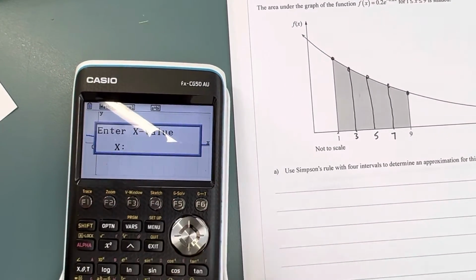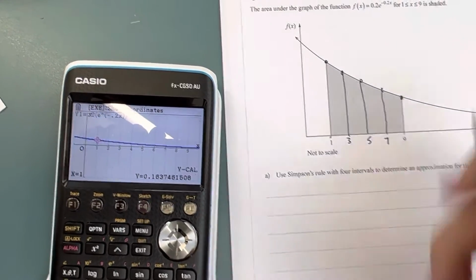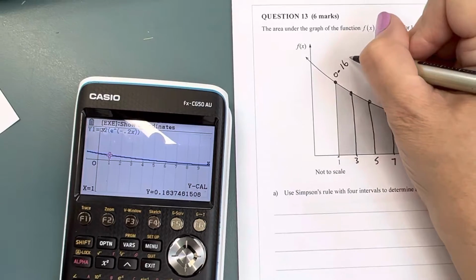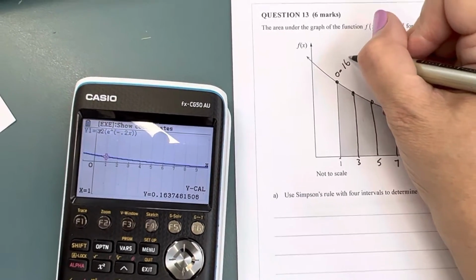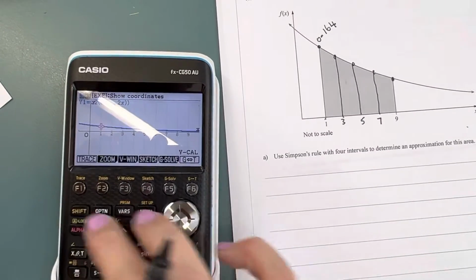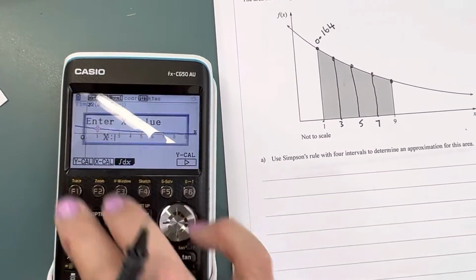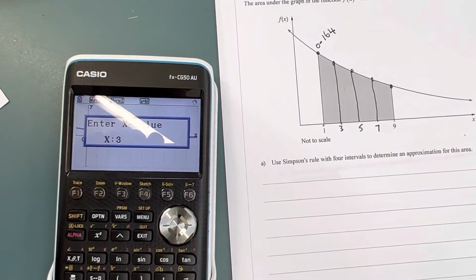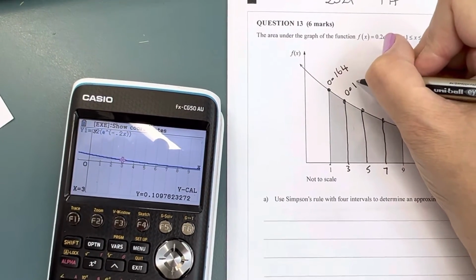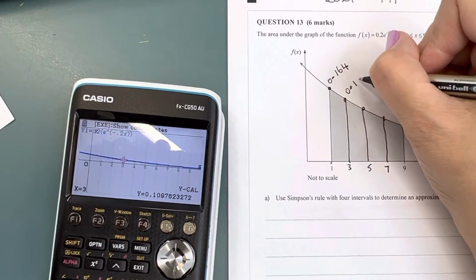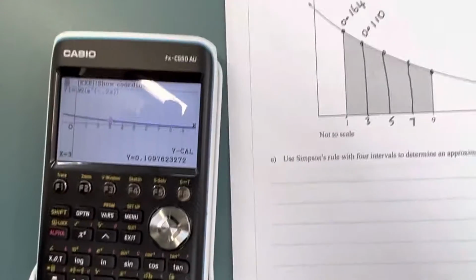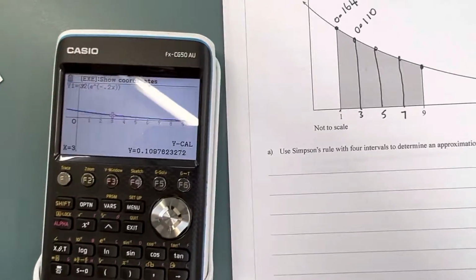So I'm going to G-solve. I want to find the Y-calc when x is 1. And that gives me 0.164, going to 3 decimal places. Then shift G-solve, Y-calc, when x is 3. That gives me, well, that'd be 0.110 if I'm going 3 decimal places, isn't it? Because it's 0.0976.